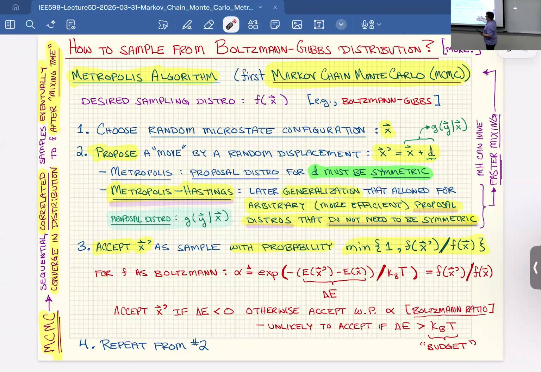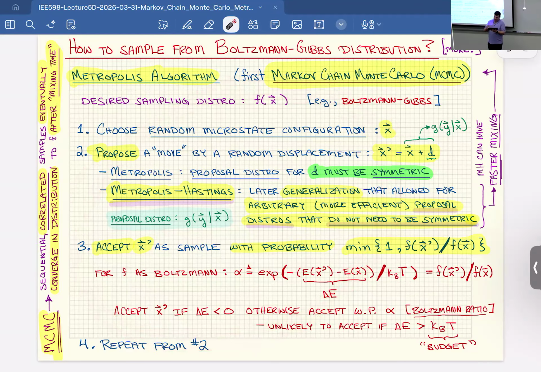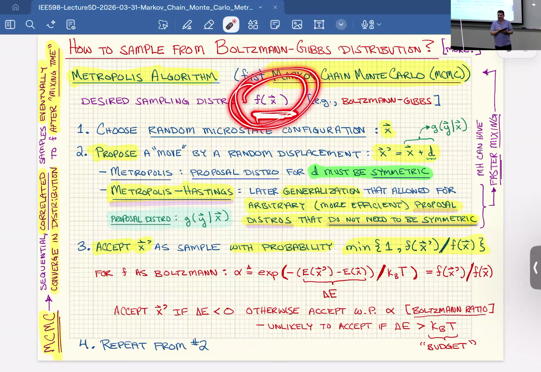So this is a Markov chain, but it's also a sampler where over time, the output will converge in distribution to F, which in our case is the Boltzmann. After a so-called mixing time, the distribution of values that comes out of this process will match the F distribution. That won't happen for the first few samples, so you've got to let this thing go.